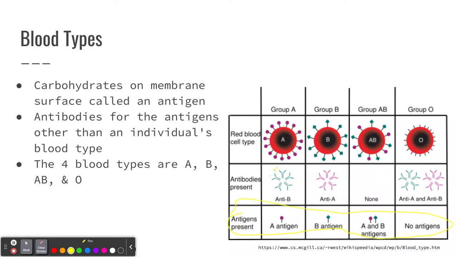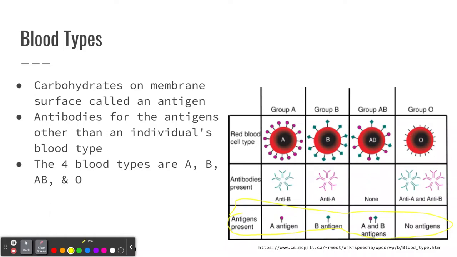If we look at the blood cells at the top, blood type A is going to have only A antigens. Blood type B, only B antigens. Blood type AB has both of them, and I'll talk about why that might be the case genetically on the next slides. And blood type O has no antigens, neither A nor B. So again, there are 4 blood types: A, B, AB, and O.